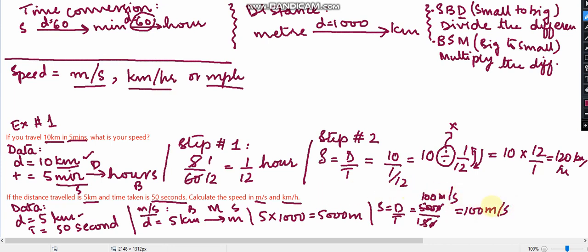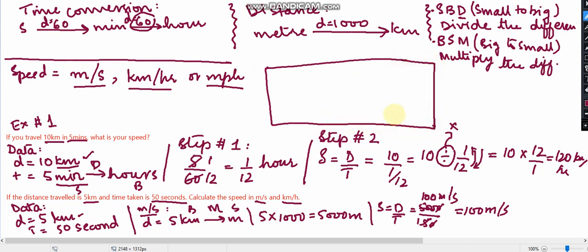Now for kilometers per hour, we'll follow the same way, and I'll do the calculation over because there is no space in here. Apologies because I'm not doing it in the exact place, but let me just do it over. So we are doing calculation for kilometer per hour. Now you do have distance in kilometer, 5 kilometers, but your time here is in seconds, 50 seconds. Now this needs to be converted into hours.